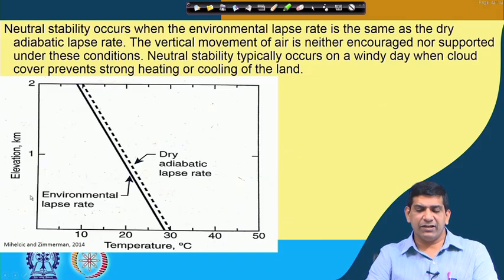So, neutral stability typically occurs on a windy day when cloud cover prevents strong heating or cooling of the land. So, you will have neutral stability where things will neither go up nor go down.